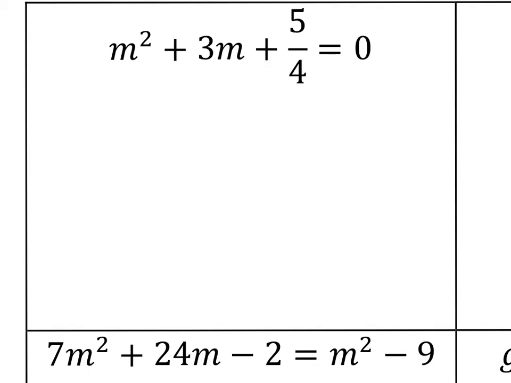Okay, let's look at some practice problems. Remember, before we complete the square, we need to make sure that the leading coefficient is always 1. So in this first example here, we don't have to worry about it. In my next step, I will first move 5 over 4 to the left-hand side. So I need to change the sign. Now I'm ready to complete the square.